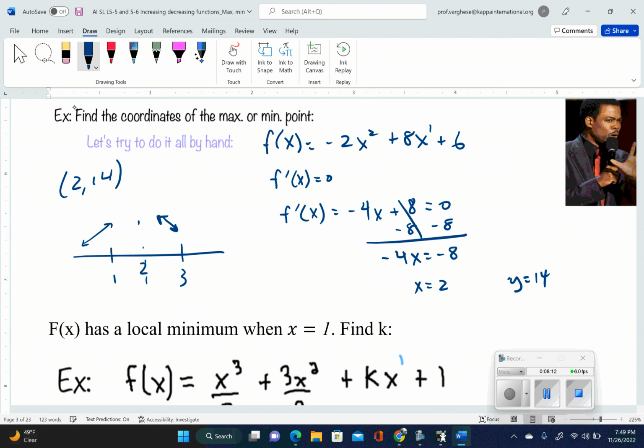And you can tell here that the graph is going to go something like up and then down, which means that at x equals 2 there is going to be a maximum. So this point right here is a maximum. And I just did that by hand.